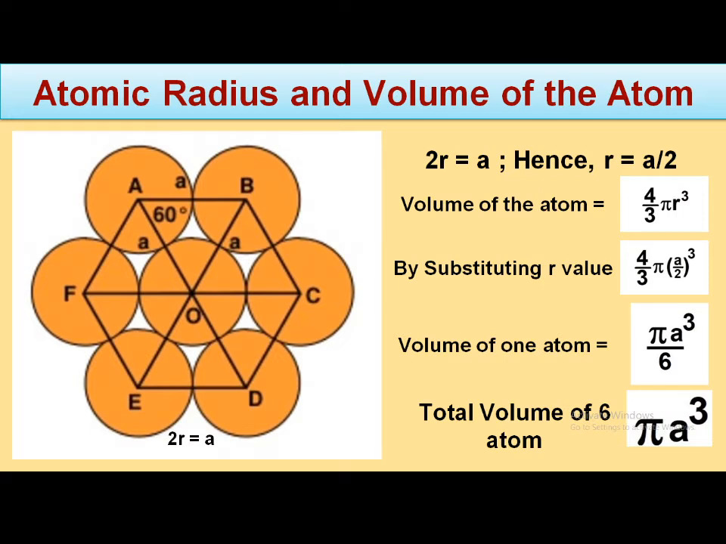In order to find the volume of the atoms, first we should know the volume of one atom. Since it is a spherical shape, the volume of the atom is 4/3 pi r cube. By substituting the value of r, which is equal to a by 2, in this equation, you get 4/3 pi (a by 2) whole cube. Hence the volume of one atom is equal to pi a cube by 6. Since there are 6 atoms present in the unit cell, as we have seen in the previous slide, the total volume of the atoms present in the unit cell is pi a cube. Keep it in mind, it is very important to find the packing factor.